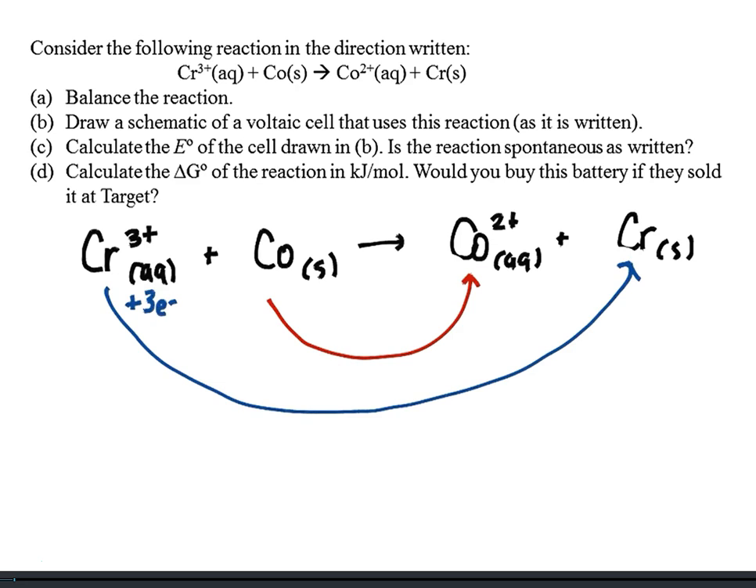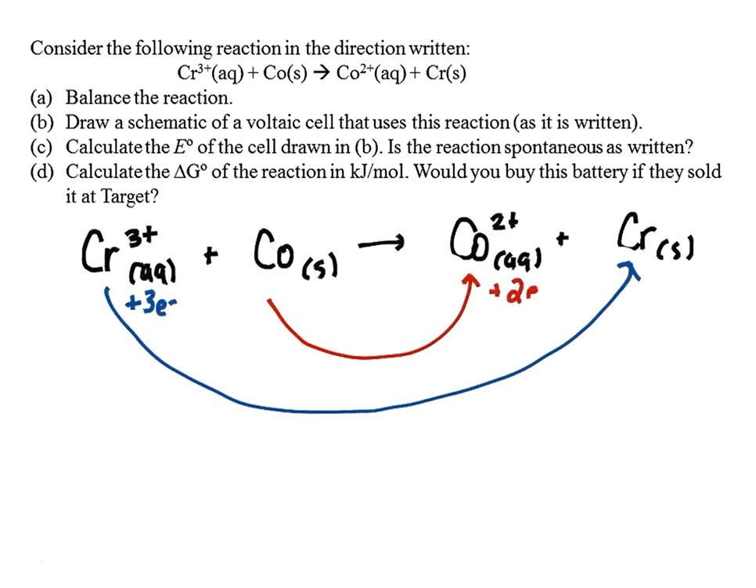Here we've drawn arrows where the blue is the reduction, which is going to occur at the cathode. The red is the oxidation, which will occur at the anode. Here I'm trying to show you that the number of electrons involved in each half reaction is not the same. So we're going to use coefficients to make them the same. These coefficients make it 6 electrons being transferred. This is the balanced reaction.